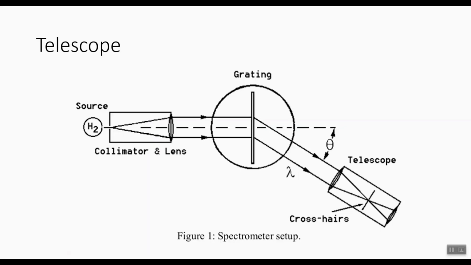The second important part is the telescope. The telescope consists of an objective O at one end and an eyepiece fixed with the cross wires on the other end.